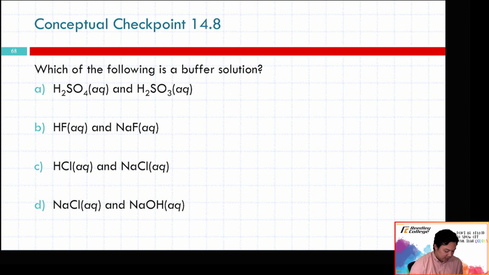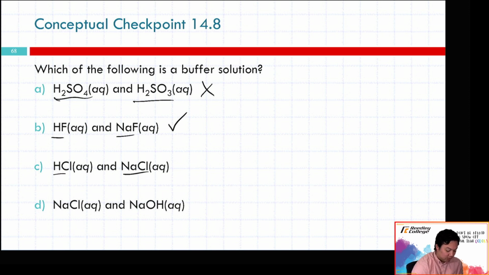All right, so which of the following is a buffer solution? We need an acid and a conjugate base, or a base and a conjugate acid. Here it looks like all of our acids are listed on the left, so that's convenient. HSO4 and H2SO3, both of these are just acids. So we've got two different types of acid. This is not a buffer solution. Here we have hydrofluoric acid and sodium fluoride. So we have a weak acid and its conjugate base. So that is a buffer solution.